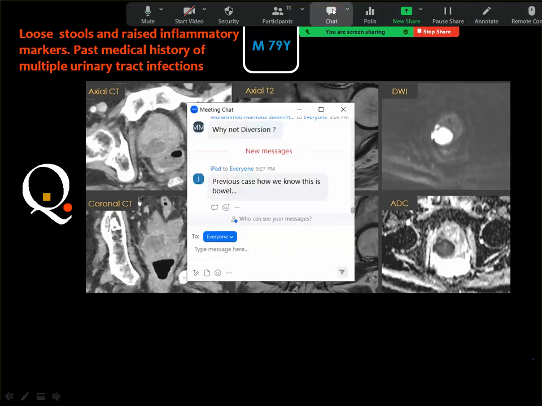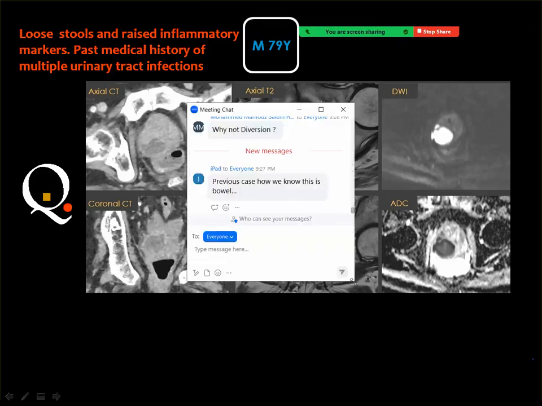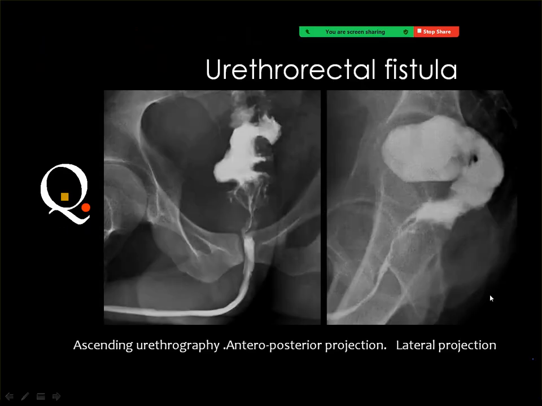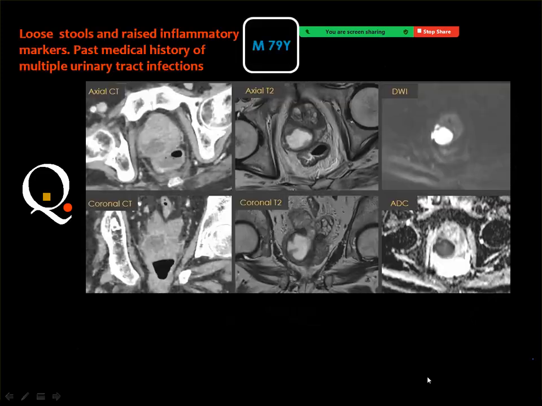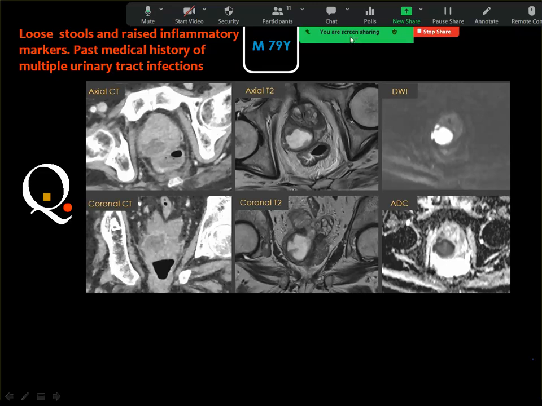Then what do you think about this case? The previous case, how do we know that this is bowel? What else? This is not the urinary bladder, of course, and you look at the configuration, the anatomic site, the mucosal pattern, and the wall of the rectum. Okay, then let us see what is the answer for this case.